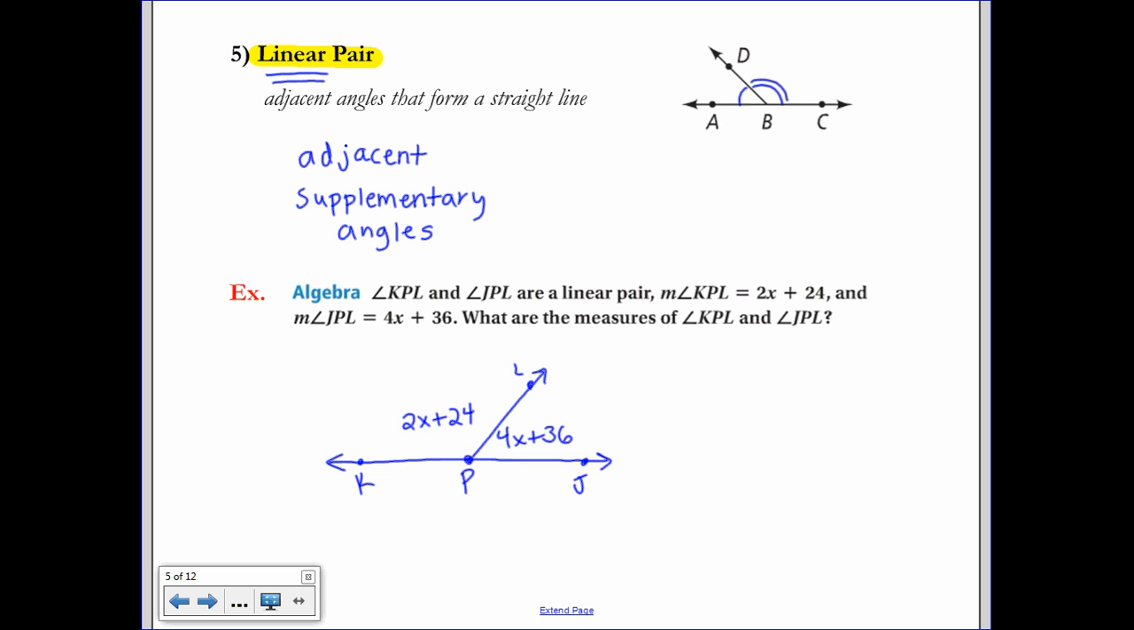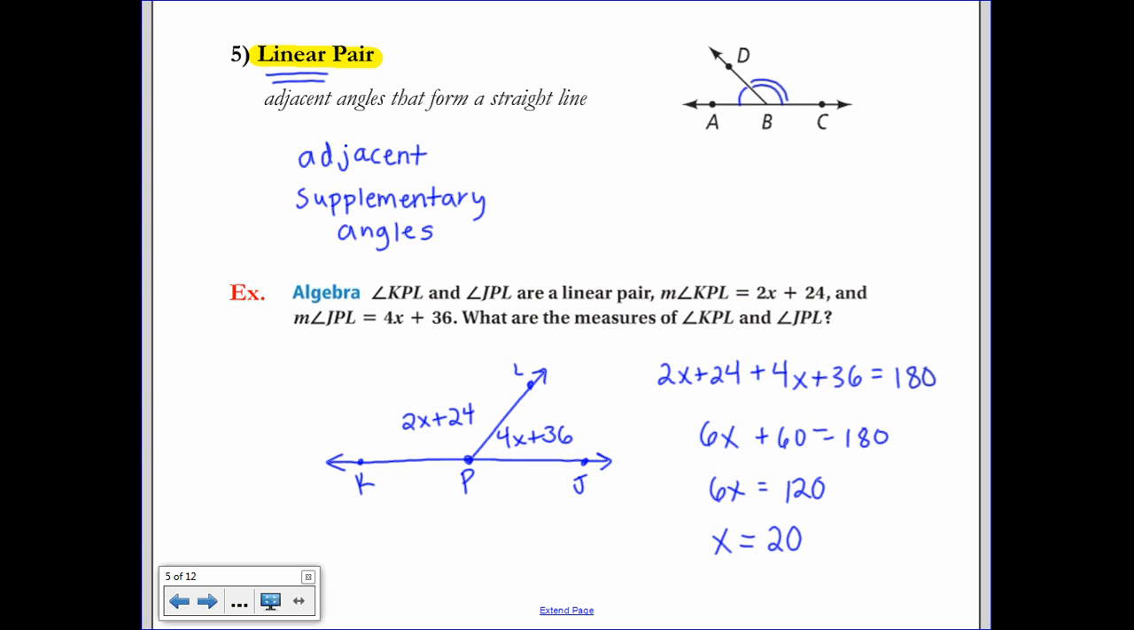It's asking us to find the measures of these two angles, and because these are a linear pair, they must add up to 180. Linear pairs are supplementary. Their sum is 180. They lie on a straight line together, and straight lines are 180-degree angles. Now I just have to combine like terms. So I have 6x, and 24 plus 36. Subtract 60 from both sides. And x equals 20.